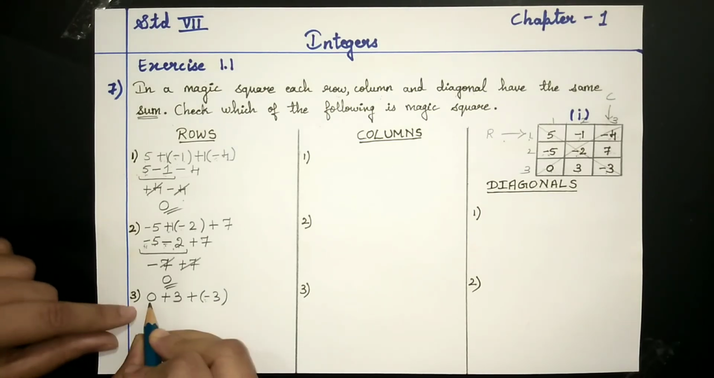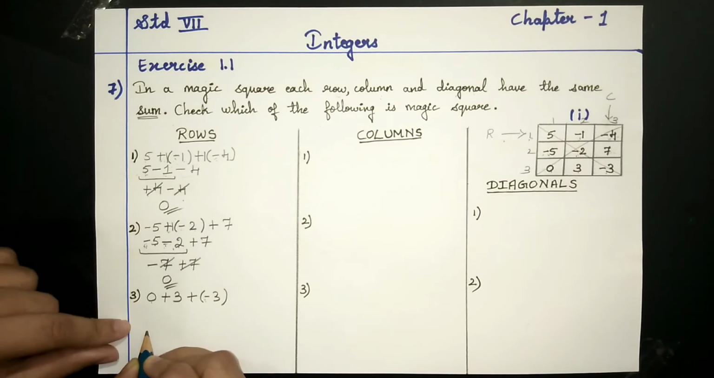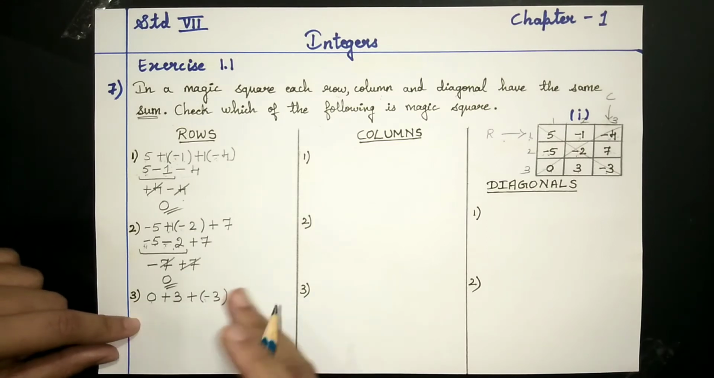Since you have got two signs here continuously, let me put this minus 3 in a bracket. Now is it necessary to write this 0 as it is down? No, because 0 does not have any value.